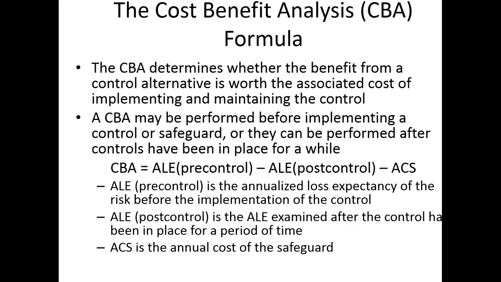The CBA determines whether the benefit from a control alternative is worth the associated cost of implementing and maintaining that control. A CBA may be performed before implementing a control or safeguard, or it can be performed after the control has been in place for a while. So the CBA formula is CBA equals ALE pre-control minus ALE post-control, minus ACS. The ACS is the annual cost of the safeguard.